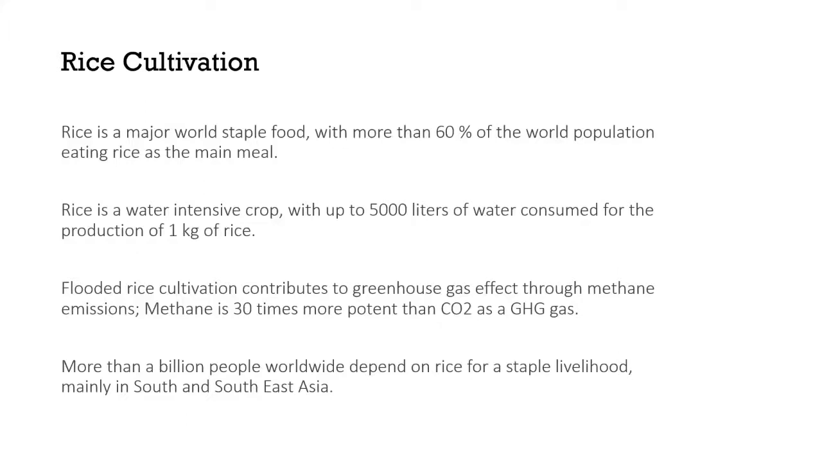So we'll focus on rice cultivation for the rest of the lecture. Rice is a major world food crop, with more than 60% of the world population eating rice as the main meal. We already mentioned it. It consumes a lot of water and also releases a lot of methane as a greenhouse gas emission, which is a greenhouse gas 30 times more potent than carbon dioxide when it comes to its global warming potential. Mainly in South Asia and Southeast Asia, people live from rice and rice cultivation, as food or as livelihood. So that's the motivation for why we took up this area of research.